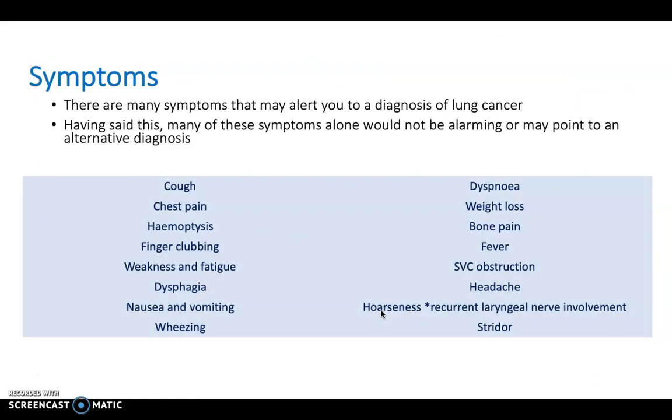So moving away from talking about the different types of lung cancer, which is quite a lot to get your head around, it's important then to recognise some of the symptoms that patients may present with, which would alert you to a diagnosis of lung cancer. Now, what's important about these symptoms is, yes, you may see these symptoms in a patient who has got lung cancer. However, it's quite difficult to pick this up in primary care, as these symptoms can be fairly non-specific and can point you towards an alternative diagnosis.